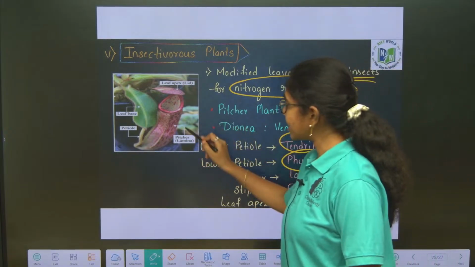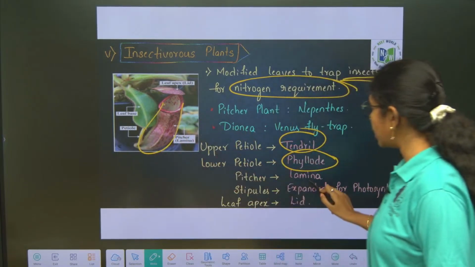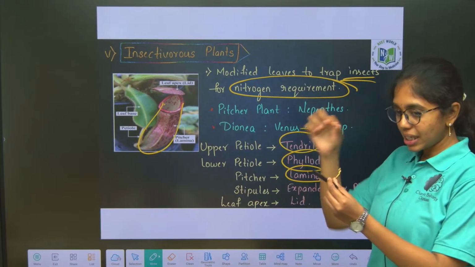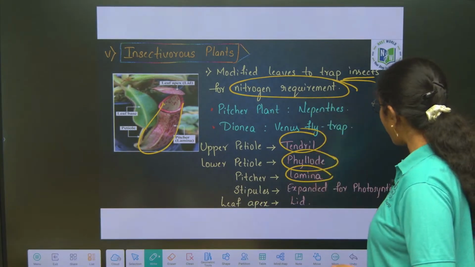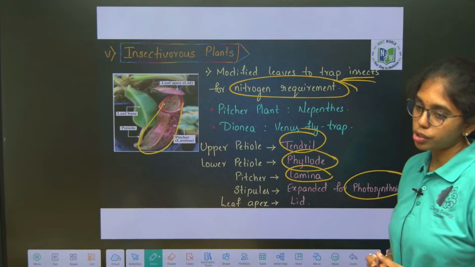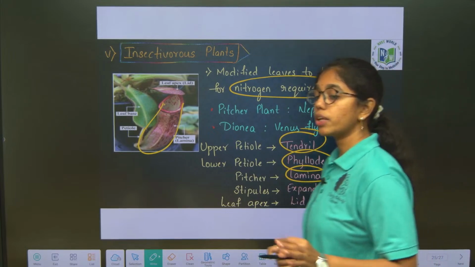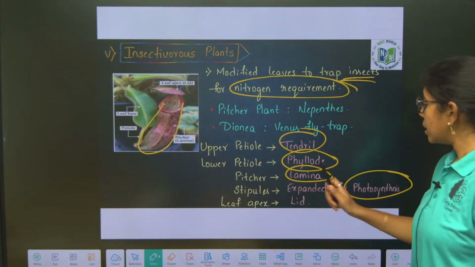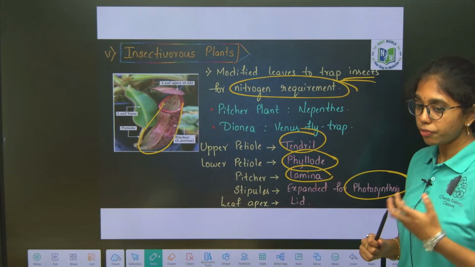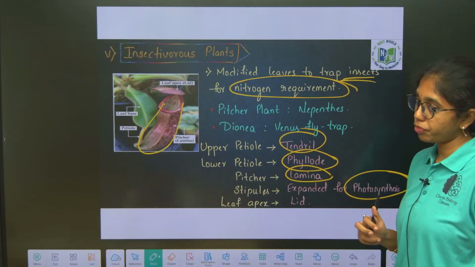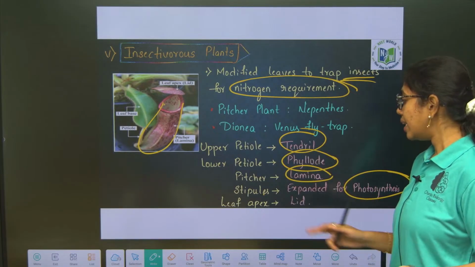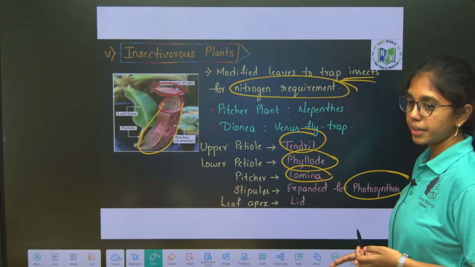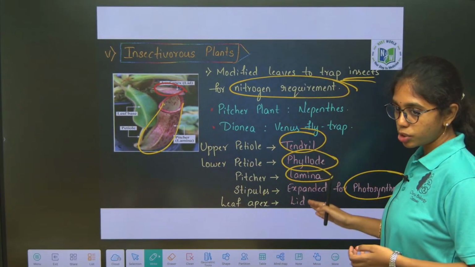Next, lower petiole is modified to phylloid. Pitcher, that is lamina of the leaf. Pitcher is the modification of lamina. And stipules which are present at the leaf base, they are expanded and they are performing photosynthesis. So, which part in the insectivorous leaves is performing photosynthesis? What is your answer? Stipules. These are expanded to perform what? Photosynthesis. Leaf apex here is what? Lid. Leaf apex is lid. Clear? Understood?